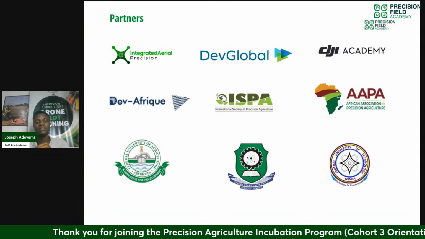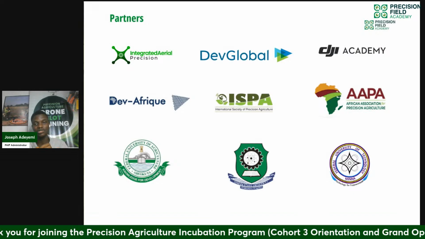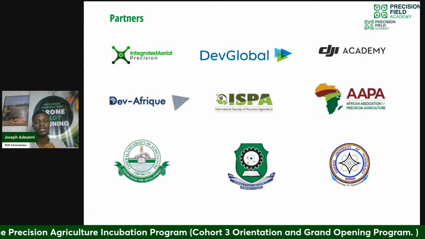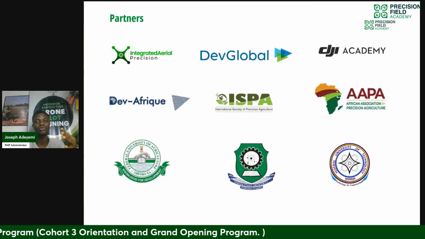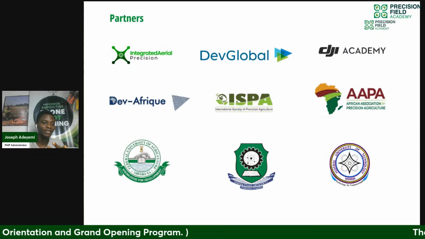For this program, the Precision Agriculture Incubation Program, we have various partners. Integrated Aero Precision, an agricultural drone company in Nigeria. We also have Dev Global. Dev Global is based in the US. It's an international global company too. Our speaker that we have today actually works with Dev Global.